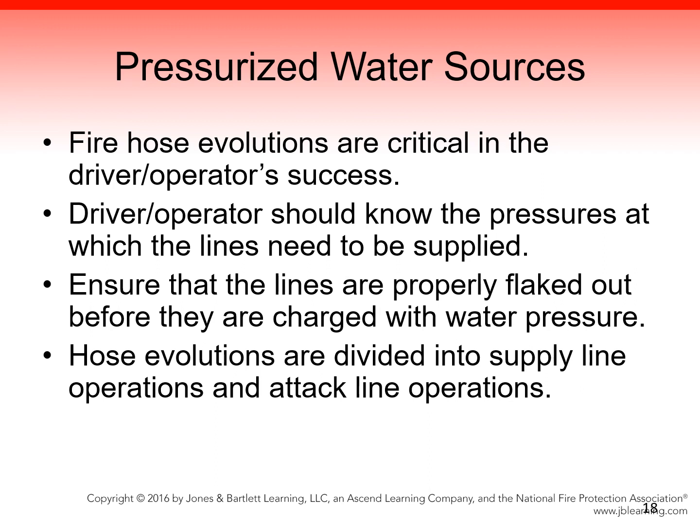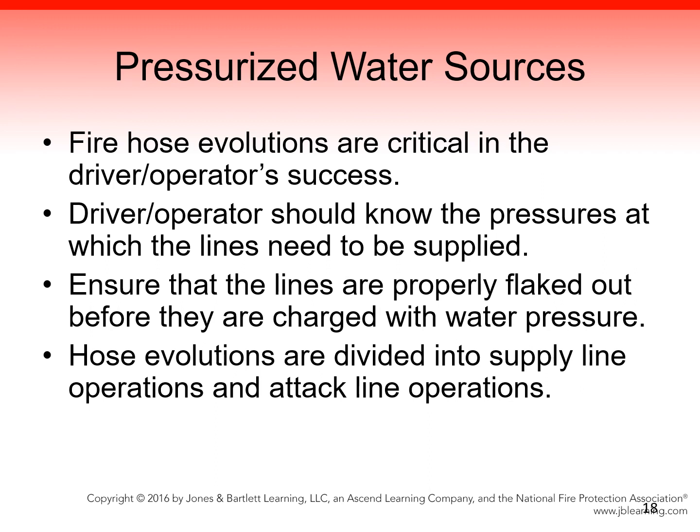As part of hose evolution, specific actions are assigned to specific members of the crew depending on their riding positions on the fire apparatus. Every firefighter should know how to perform all of the standard evolutions quickly and proficiently. As the driver operator, you should know the pressures at which the lines need to be supplied and should ensure that the lines are properly flaked out before they are charged with water pressure. You need to know not only how to deploy the hose lines, but also which size, length, and nozzle configurations are required in order to supply the attack lines with the correct water flow for the extinguishment.